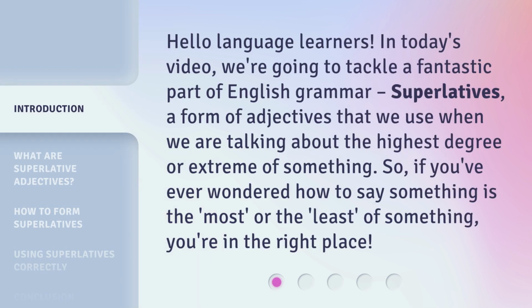Hello language learners. In today's video, we're going to tackle a fantastic part of English grammar, superlatives, a form of adjectives that we use when we are talking about the highest degree or extreme of something. So, if you've ever wondered how to say something is the most or the least of something, you're in the right place.